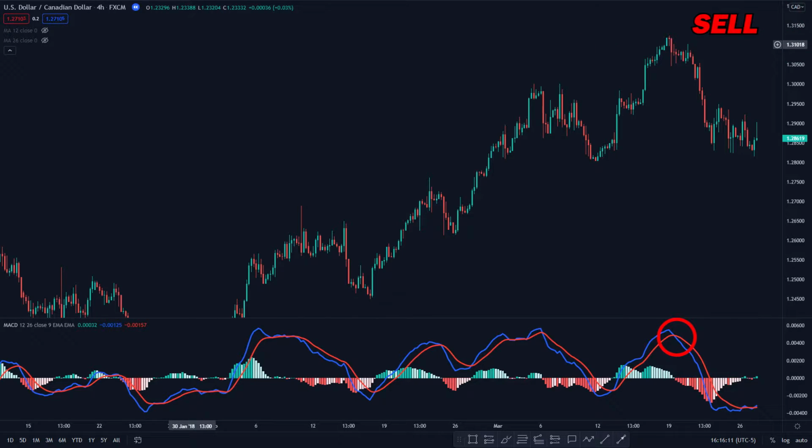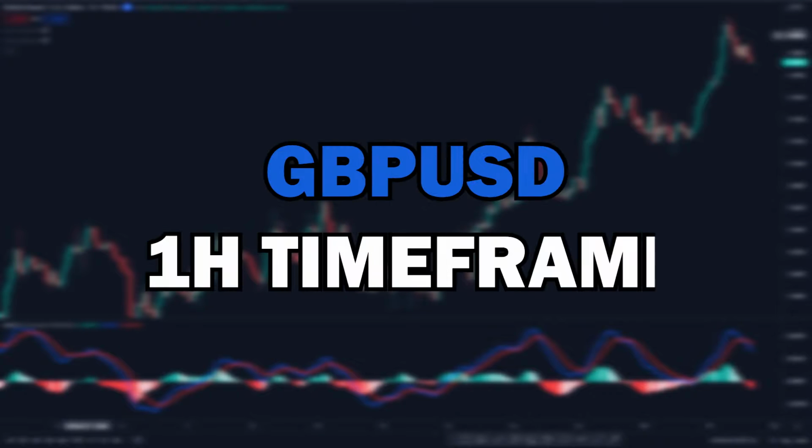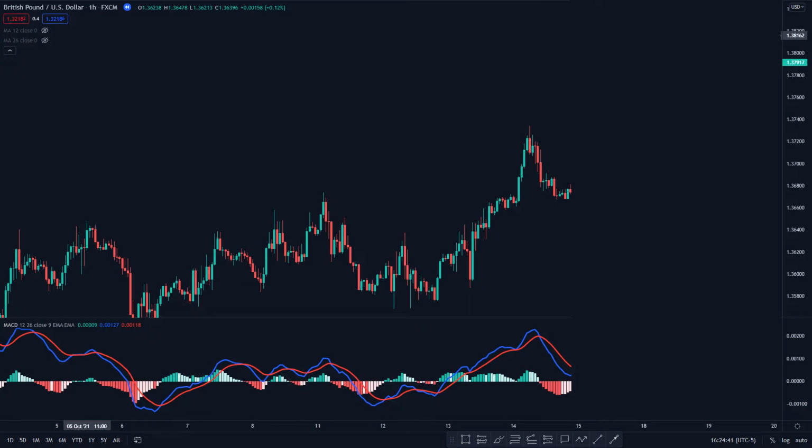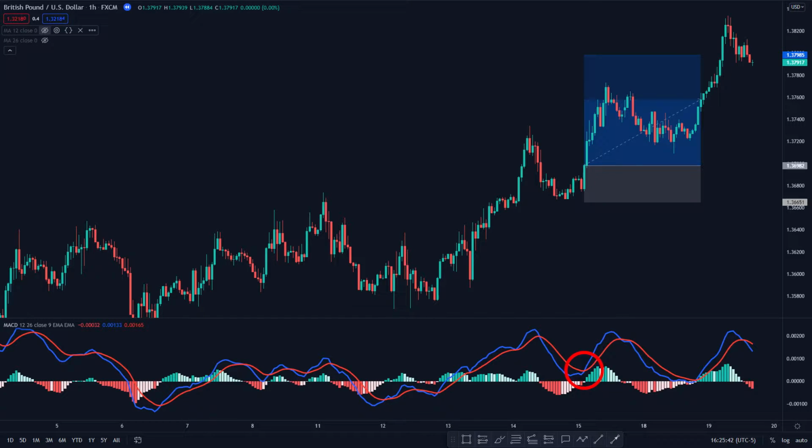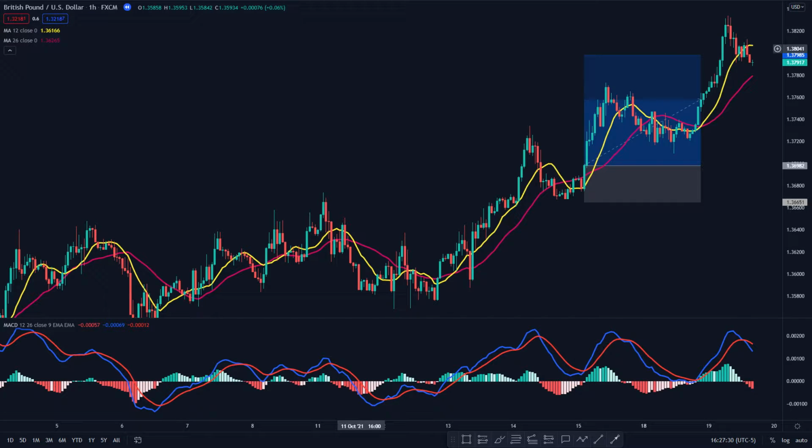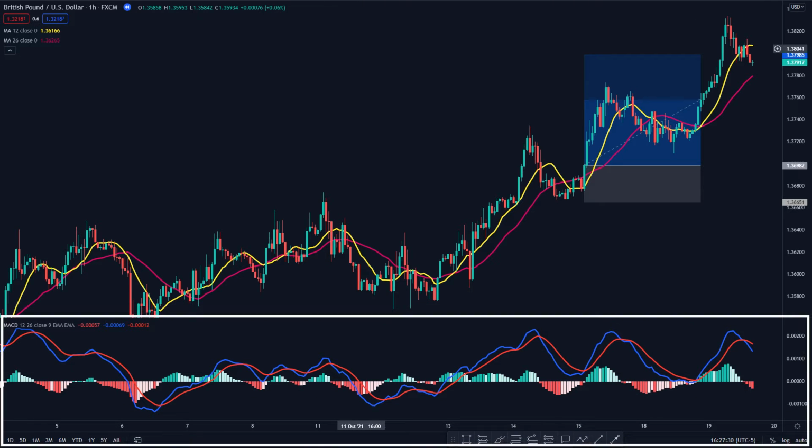For example, here's a chart of GBP/USD on the 1-hour time frame. We can see that the MACD line was hovering below the signal line, but later the MACD line crossed above the signal line. And if we were buying after the crossover, the trade would have made a massive profit. We know that MACD is completely based on moving averages, but we still prefer to use MACD over moving averages that are applied to the price action.